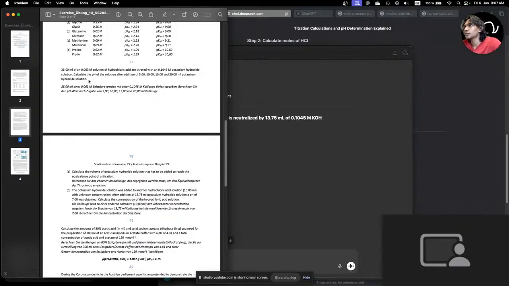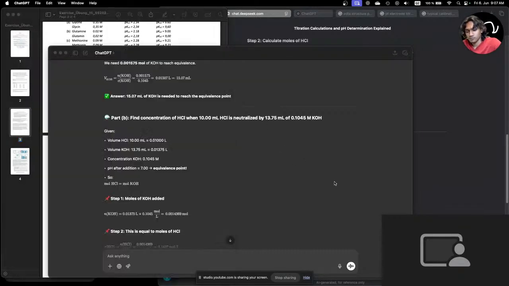Concentration. I believe it's on the first. Yep. So it's 14.36 moles.